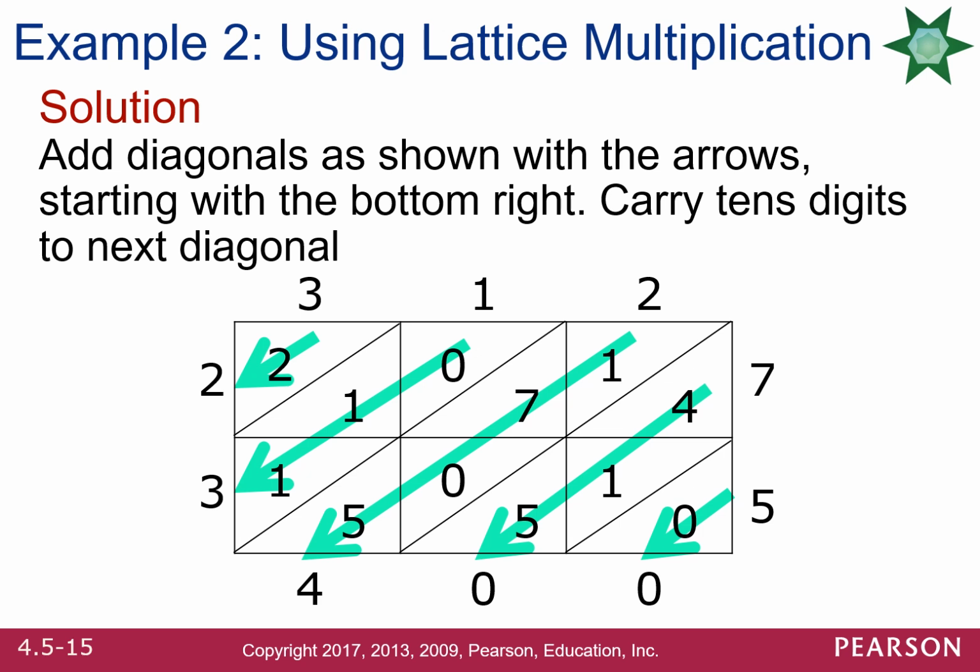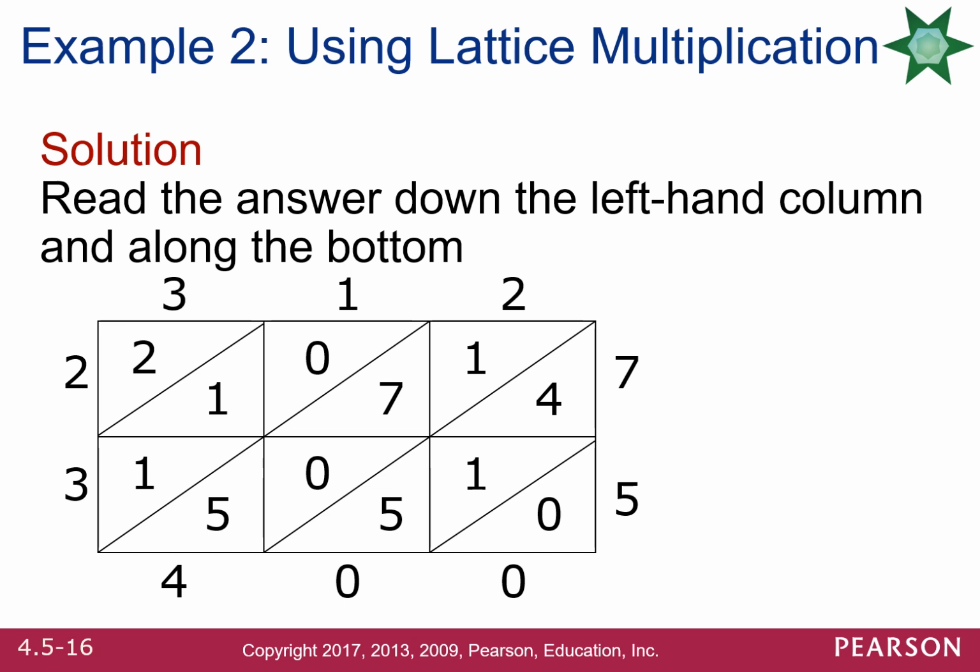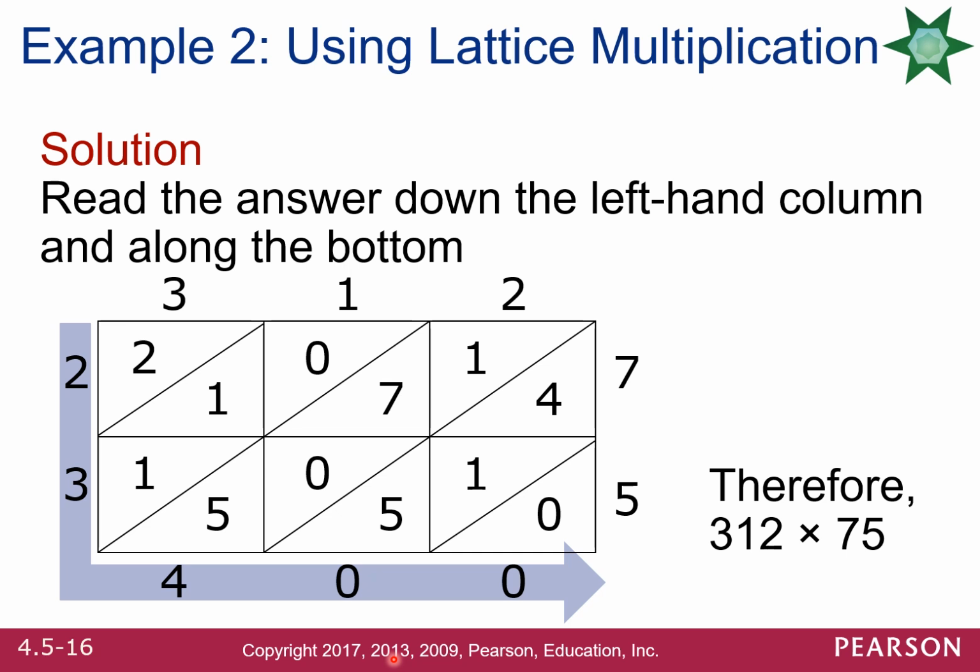All right. We go to the next one where we pick up the values. We pick up the values 2, 3, 4, 0, 0, and that would be the answer. We read the answer down the left-hand column and along the bottom. So that completes the lattice multiplication process. All right. Therefore, 312 times 75 is 23,400.